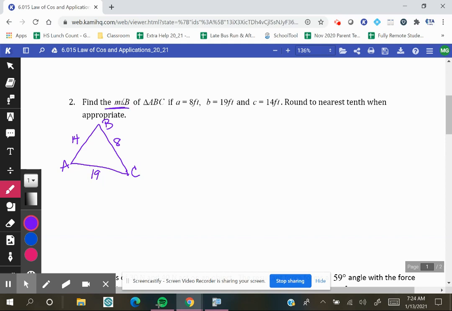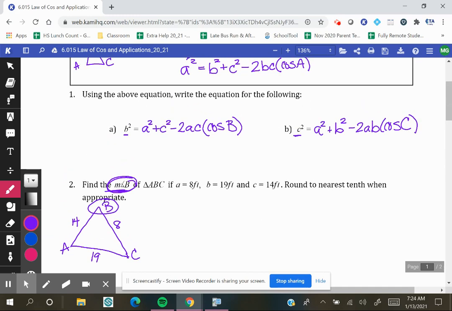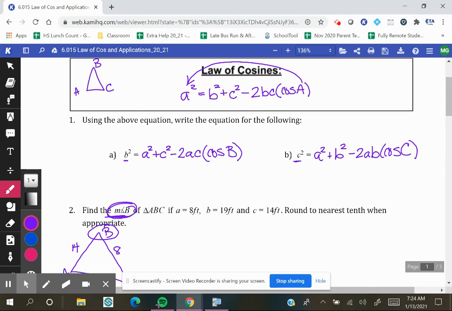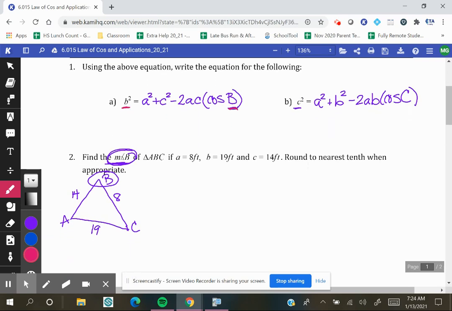You'll notice here, I am looking for angle B. I do not have any given angles, which means I can't use law of sines, because in order to use law of sines, I need to know one angle and I need to know the length of the side that's across from it. So here's a good place where we can use law of cosines. Since I want to find angle B, looking at your formulas, they only use one angle. The only formula that actually has angle B in it means I want to set it equal to side B squared.